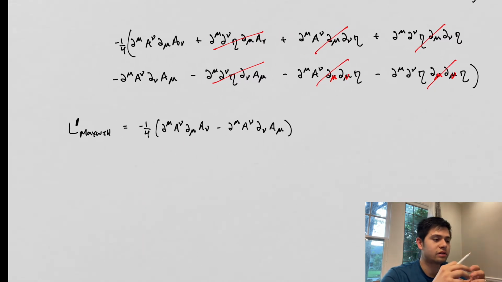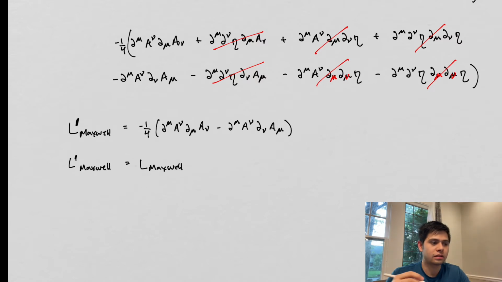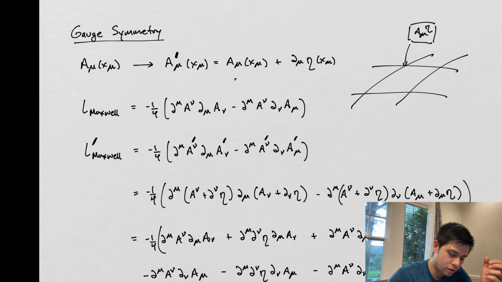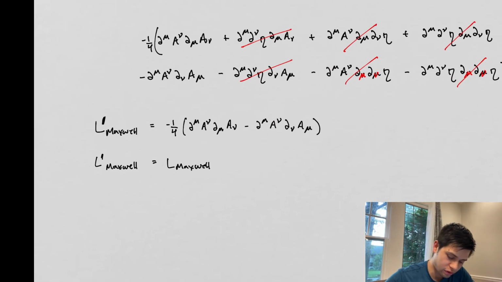Anyways, what we can conclude here is that the Maxwell Lagrangian transformed is equal to the Maxwell Lagrangian not transformed. And this means that this gauge symmetry, or this gauge transformation, leaves a gauge symmetry. And this is a feature of a massless gauge field. So when we say massless, that's when m equals 0. So that's important to note.